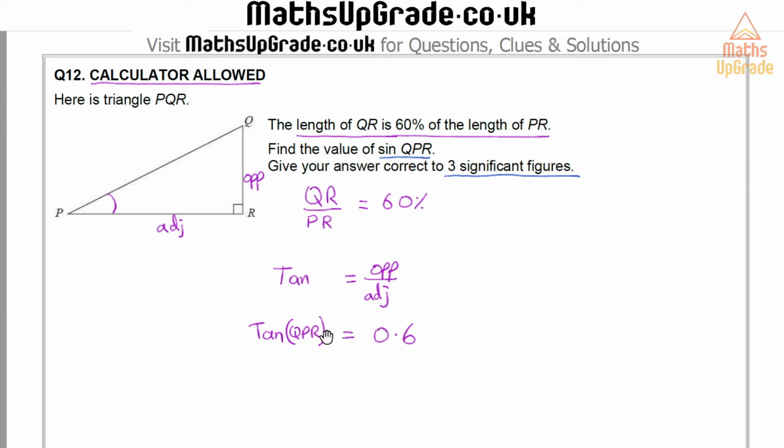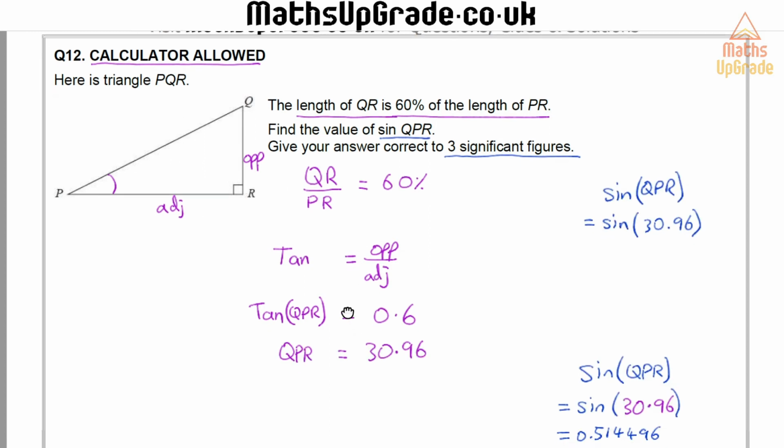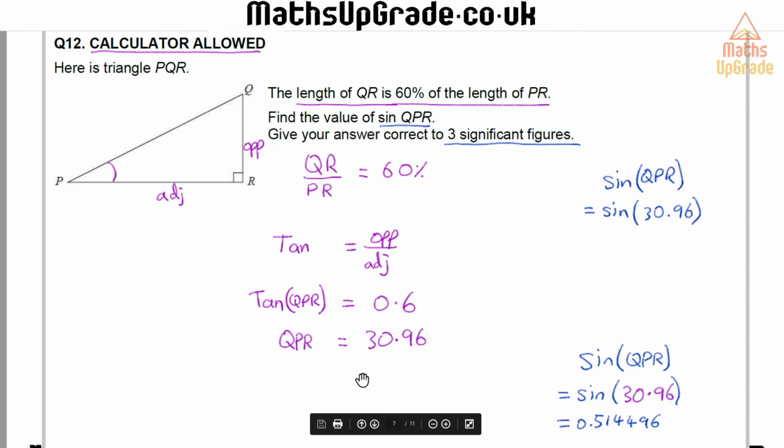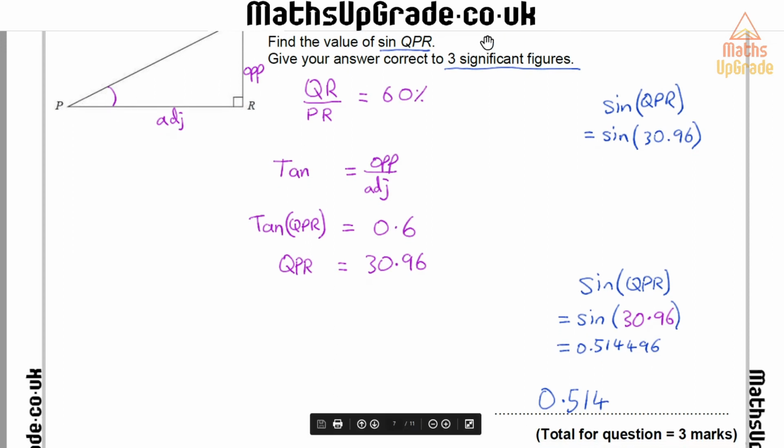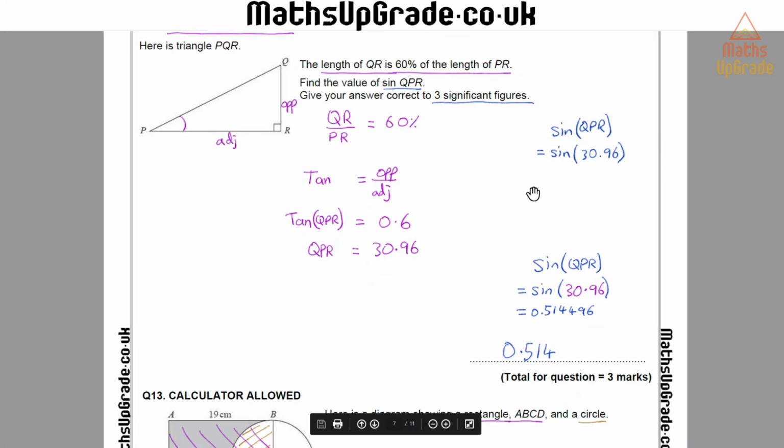I can now use inverse tan, shift tan on my calculator to find the size of that angle. So that is 30.96. Now all I need to do is find the sin of the angle. So since sin of 30.96 is 0.514496, the last step is just to round it to 3 significant figures for those 3 marks.